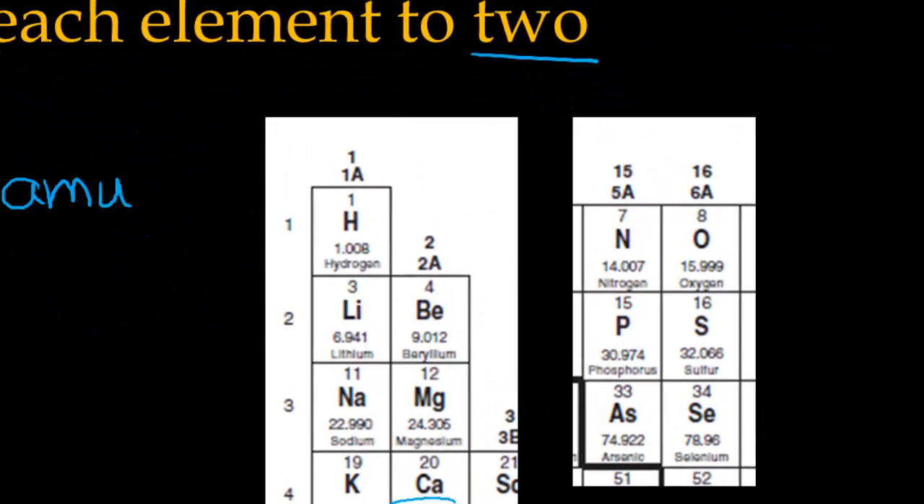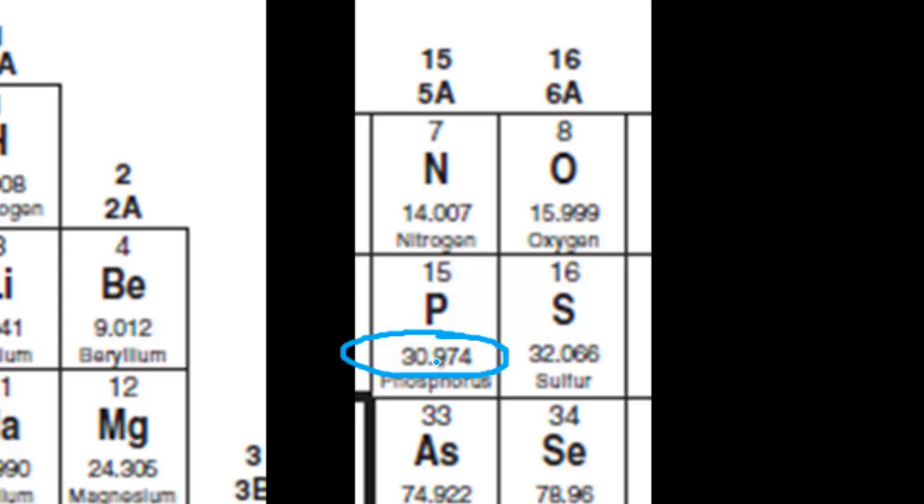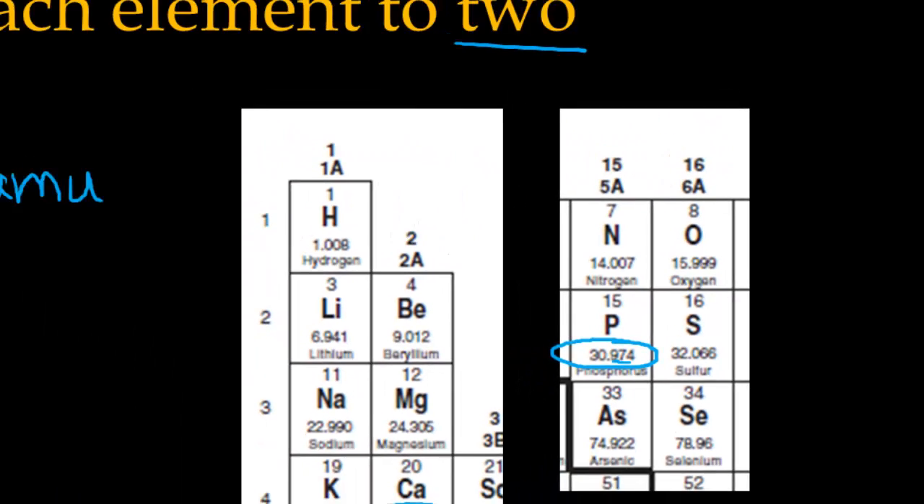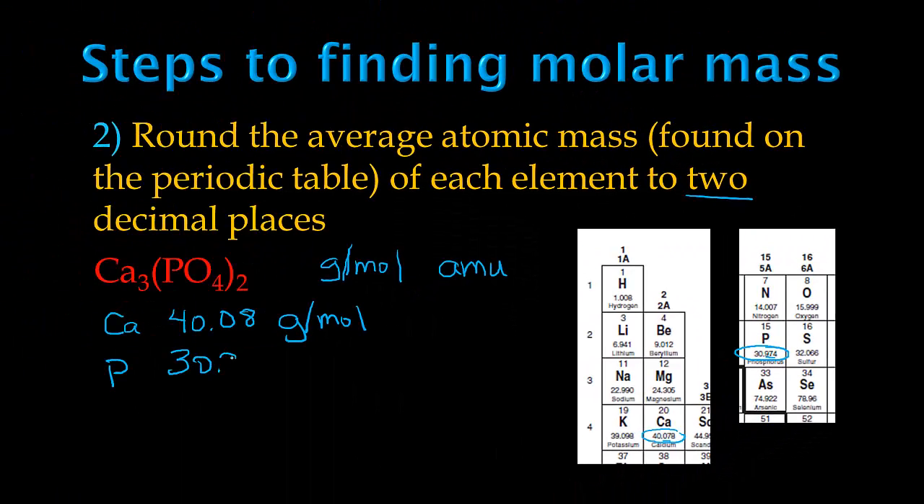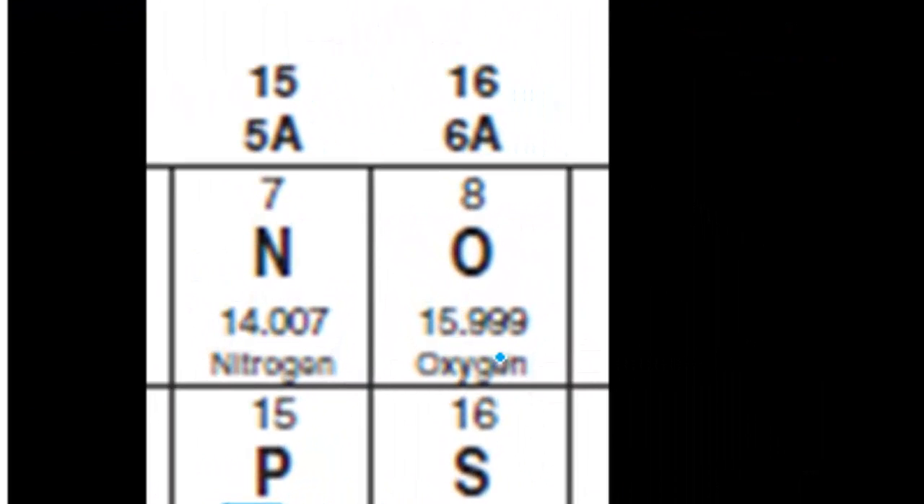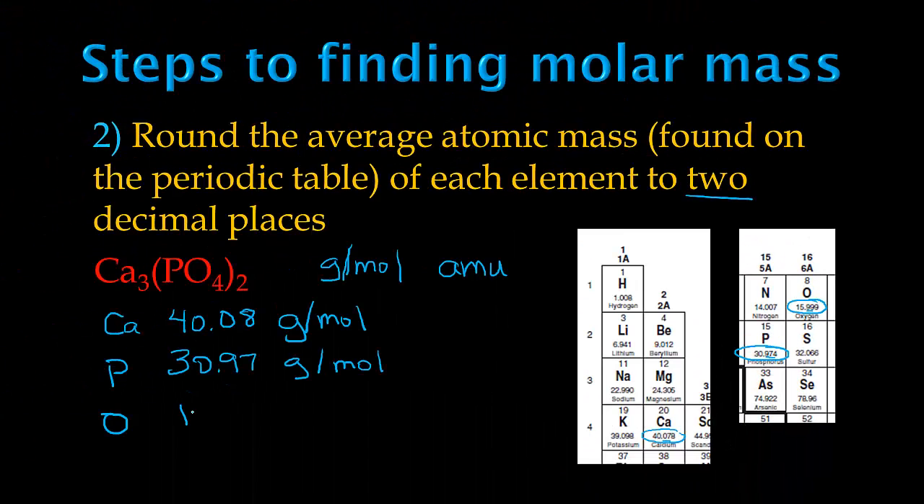Now, phosphorus is right over here, 30.974. We're only going to take 2 decimal places. That 4 does not make our 7 go up, so we are going to keep it at 30.97 grams per mole. If you put AMU, that's fine too. Our next element is oxygen. Oxygen is 15.999, 2 decimal places. So we're going to look at this third one, 9. Does that make this 9 go up? Yes, it does. And when it does, that makes that 9 go up, and when it does, it makes that 5 go up. So 15.999 to 2 decimal places is rounded to 16.00.